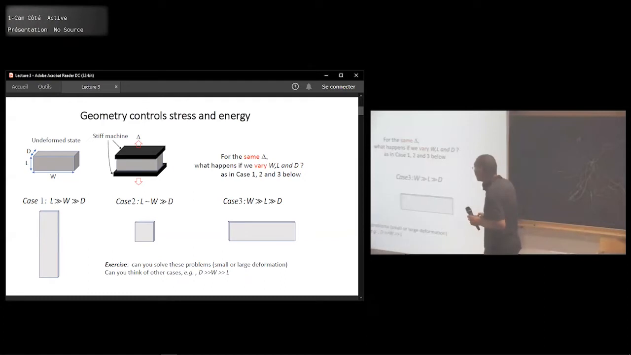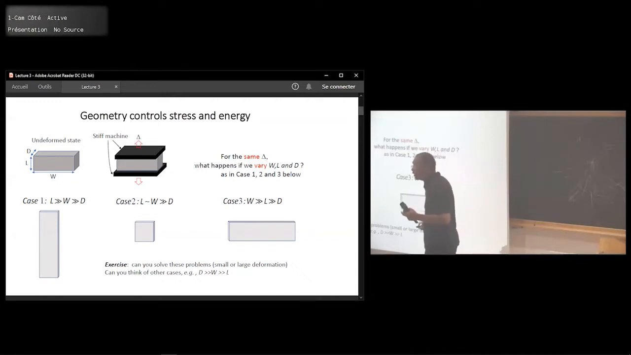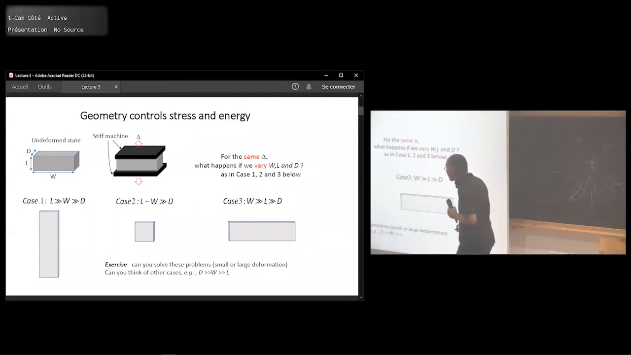So case 1 is very simple. This dimension is very long, and it's much bigger than this dimension. And then the thickness direction D is even smaller, so it's kind of like a thin, long sheet. That would be most of what you do when you do a tension test of a soft material, right? So this is a loading direction.